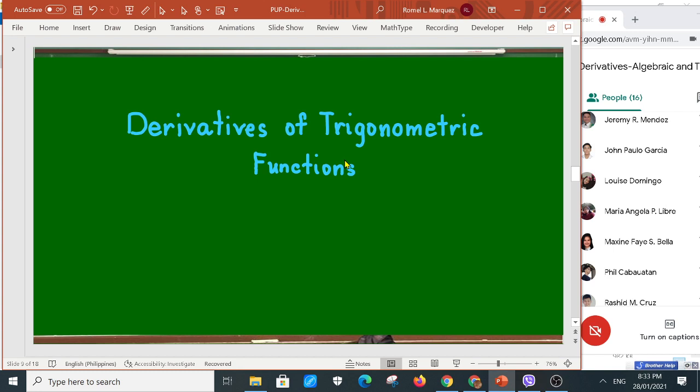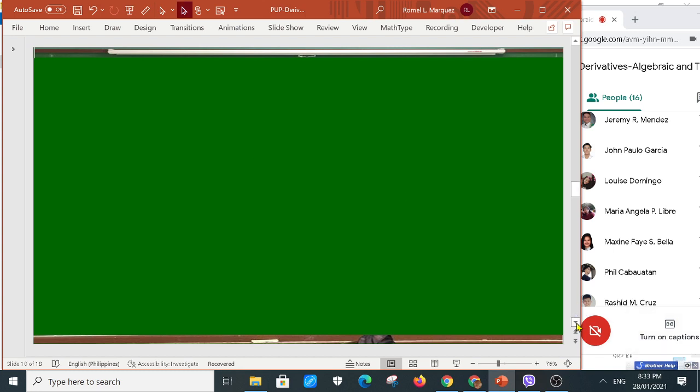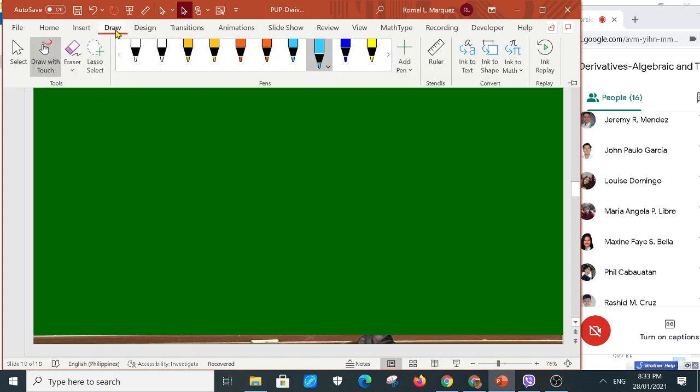So, important here, by the way, identities. Are you familiar with identities? I will just be sharing some common identities. I have a summary of that later. So, what are the formulas for derivatives of trigonometric functions?